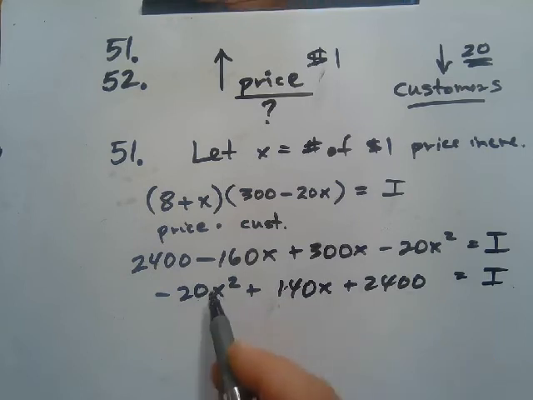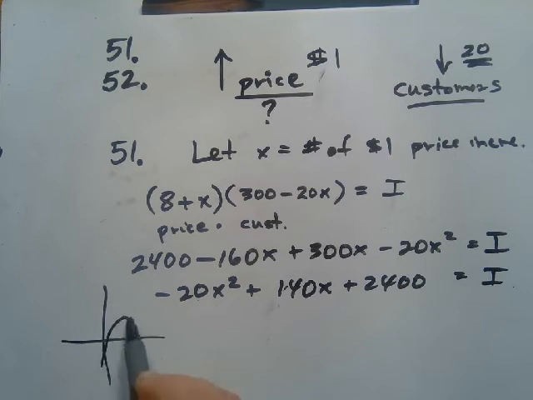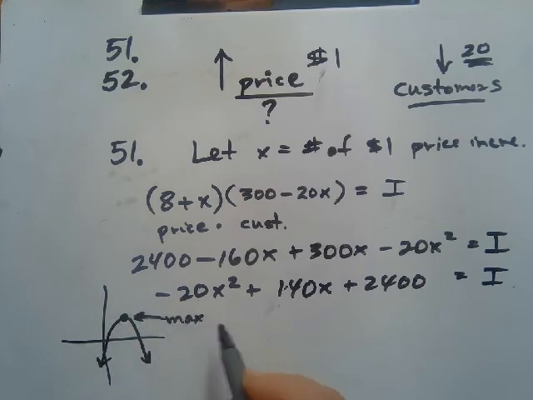Now you'll notice that this equation that we have here is a quadratic. It's got an x squared in it. And it also opens down. So this parabola is going to open down again. Well, when it's opening down, that means that this vertex happens to be the maximum income. He wants his income to be the maximum.